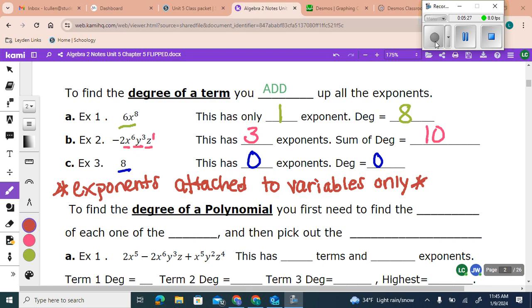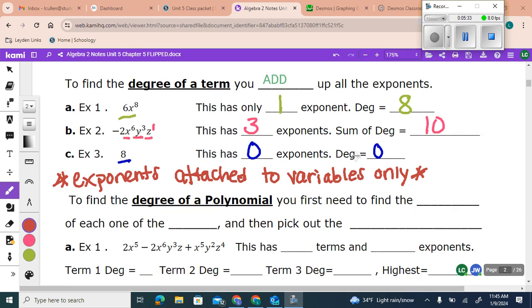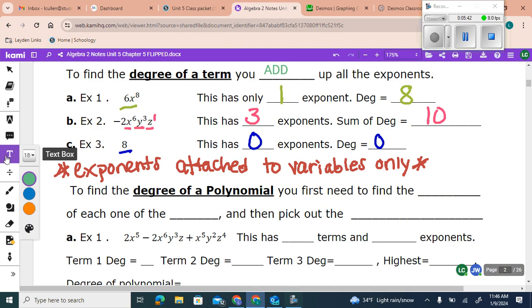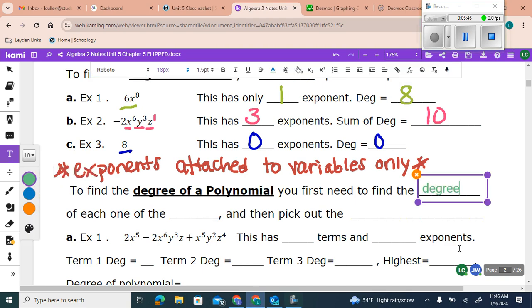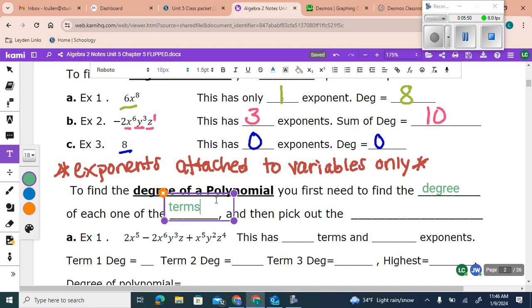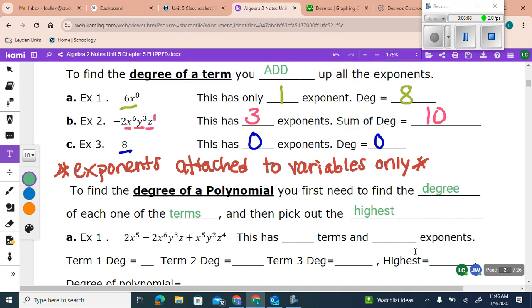However, normally you don't just have a term, right? This unit we're talking about polynomials. Okay, so to find the degree of a polynomial, you first need to find the degree of each one of the terms, and then pick out the highest. Okay, so we're going to do the same thing, but for each term, and I like to just write them underneath it.